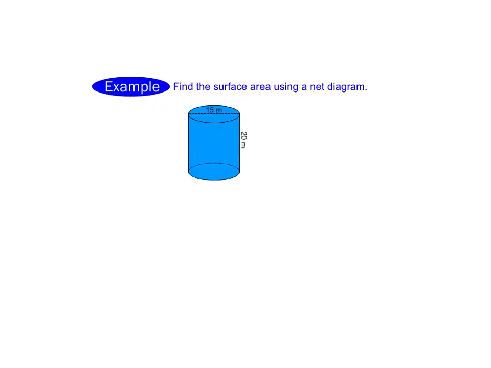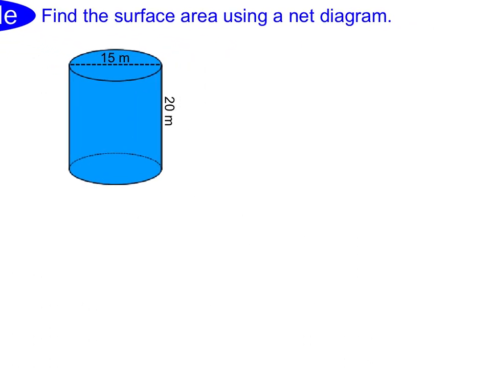Final example, how do we do this? What shape is this? It's a cylinder. The cylinder looks like this. So, if we want to find the surface area of a cylinder, what we have to do is ask ourselves, what shapes make a cylinder? Circle and rectangle. That's correct.